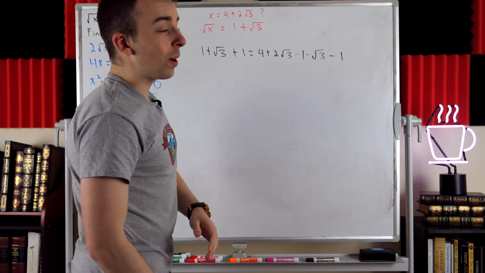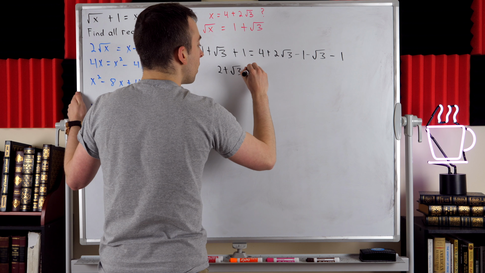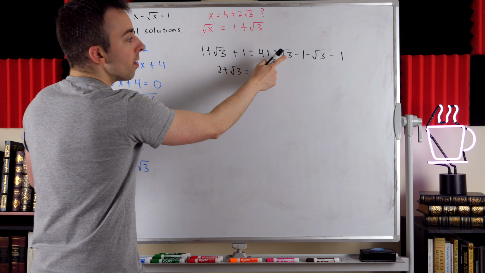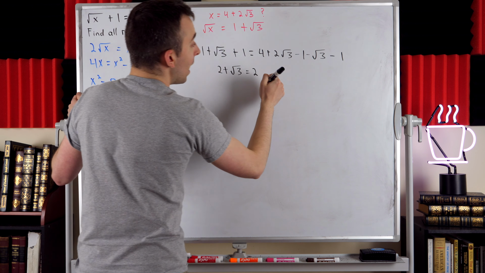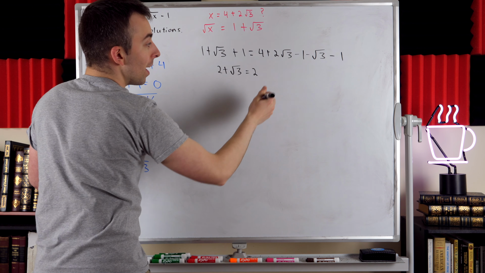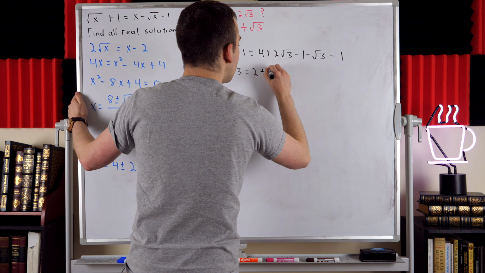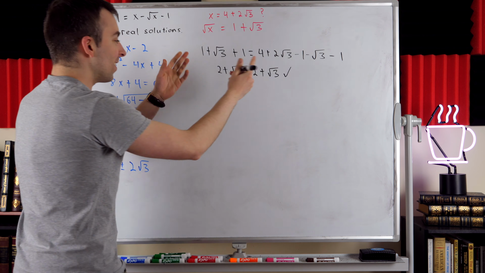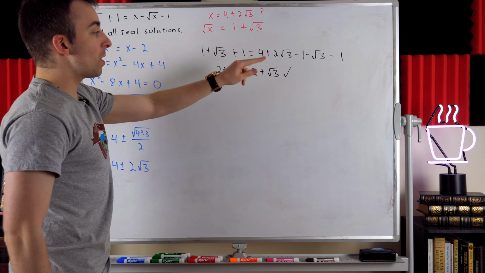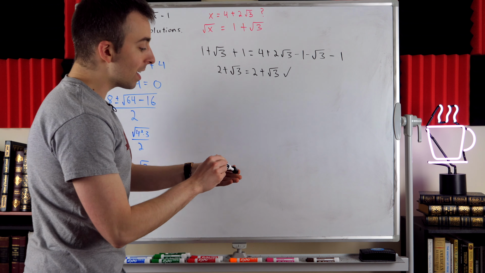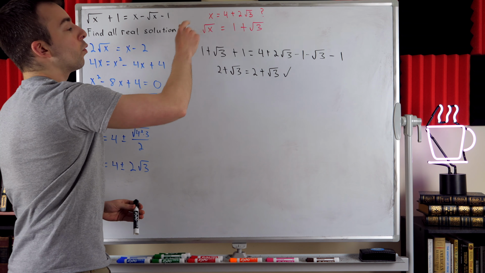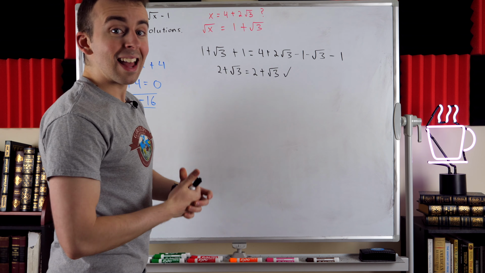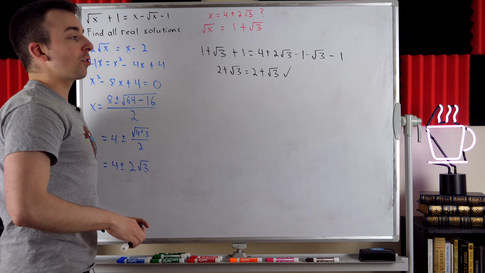Well, on the left, we have 1 plus 1, so 2 plus the square root of 3. On the right, we have 4 minus 1, so that's 4 minus 2, which is 2. And then we have 2 root 3 minus root 3, which is just a single plus root 3. Hey, look, that works. 2 plus root 3 does equal 2 plus root 3. So we have found a real solution to the equation. X equals 4 plus 2 square roots of 3 is a solution to our original equation.